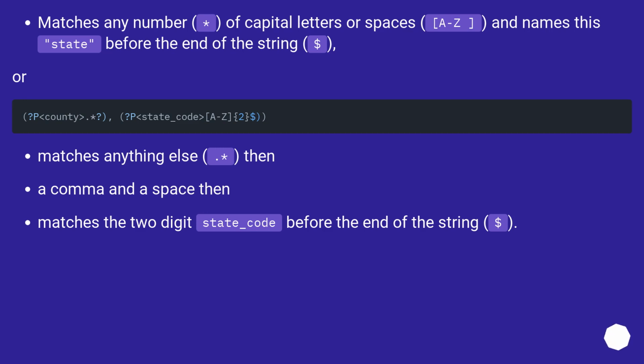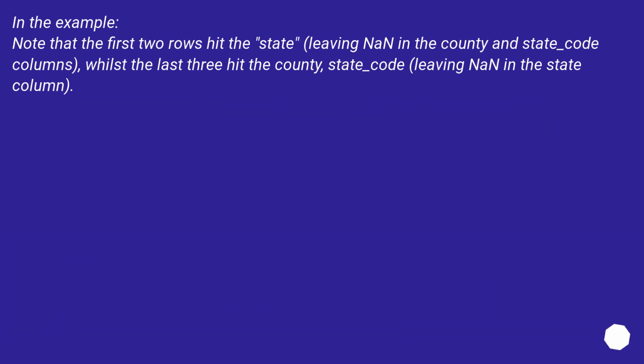Or it matches anything else, then a comma and a space, then matches the 2-digit state underscore code before the end of the string, $. In the example, note that the first 2 rows hit the state, leaving NaN in the county and state underscore code columns, whilst the last 3 hit the county, state underscore code, leaving NaN in the state column.